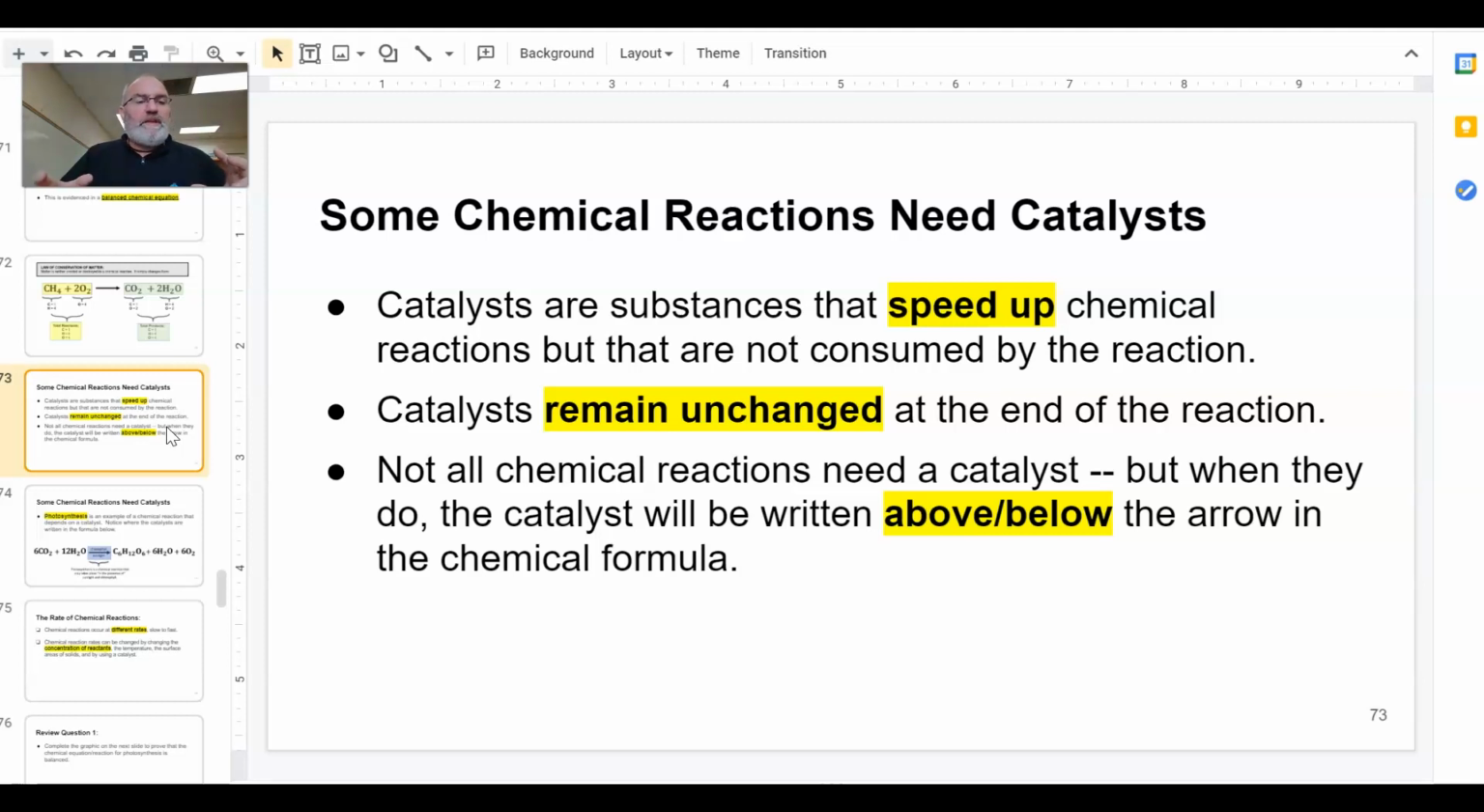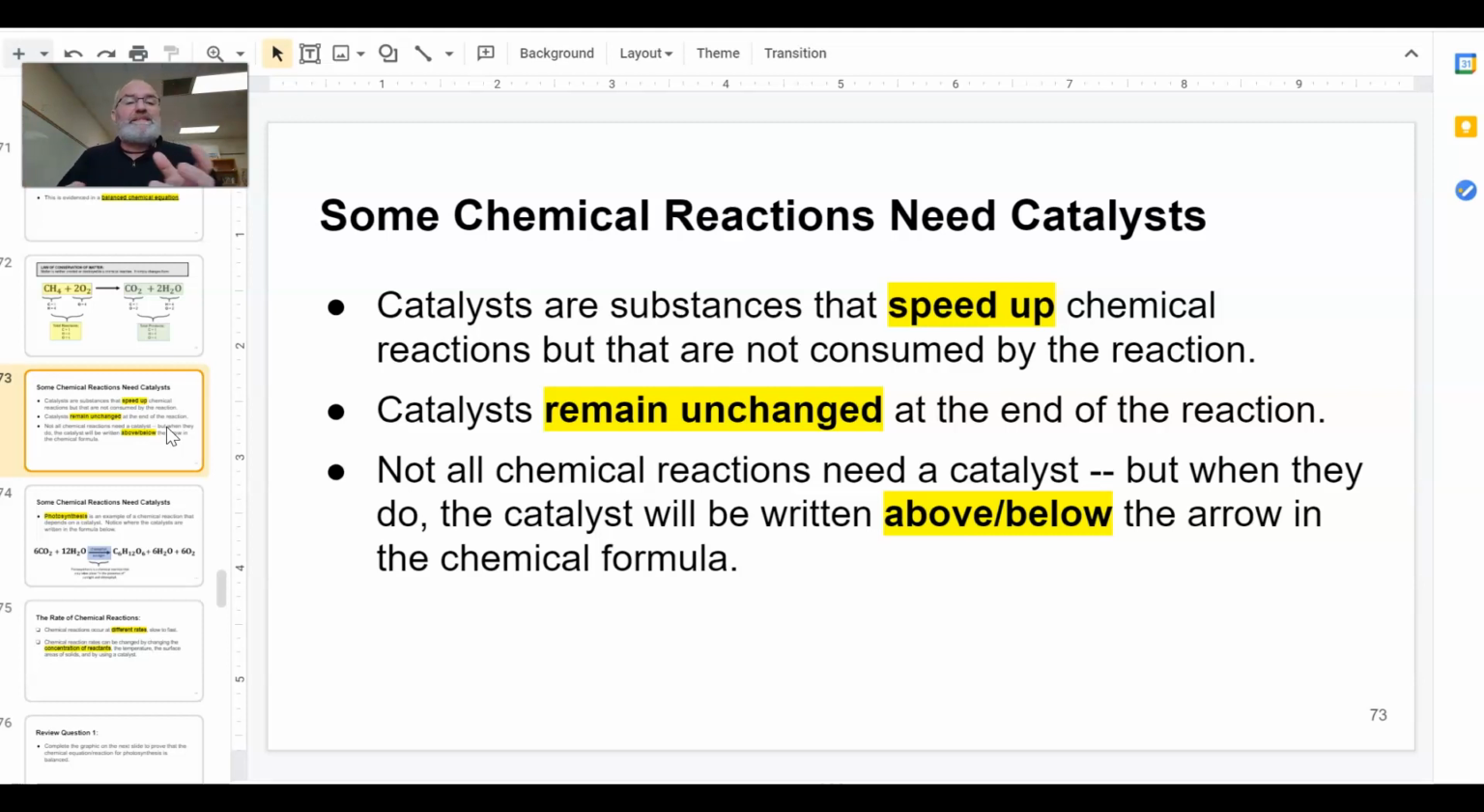Now, some chemical reactions need to have what's called a catalyst. A catalyst is a substance that will speed up a chemical reaction. Catalysts always remain unchanged in the chemical reaction, so they don't become a part of the products when new products are made, and they're not destroyed by the chemical reaction. Instead, they're just a substance that helps to speed up the chemical reaction.